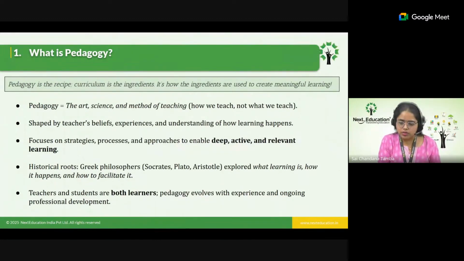When you go to the historical roots of who came up with this idea of pedagogy, it's the Greek philosophers such as Socrates, Plato and Aristotle. They are the ones who thought about developing a particular mechanism of teaching, and they explored what learning is, how it should happen, and how to facilitate it. In pedagogy, teachers and students both have to be learners. It's not the traditional method where the teacher just gives her input of knowledge to the students and students are just listening. That is not how we follow modern pedagogical approaches, which we are going to see in the next slides.